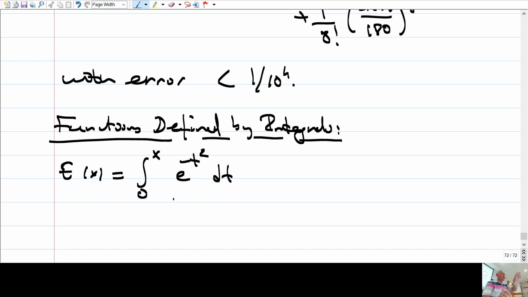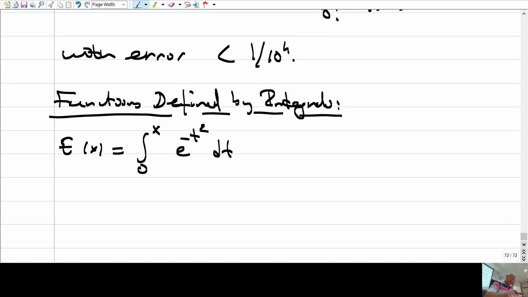It goes from minus infinity to x, but this is something similar to that. So this is an important function, but you cannot compute this integral directly, right? You don't know what the antiderivative of this is. However, using Taylor series, you can compute this integral as a power series.